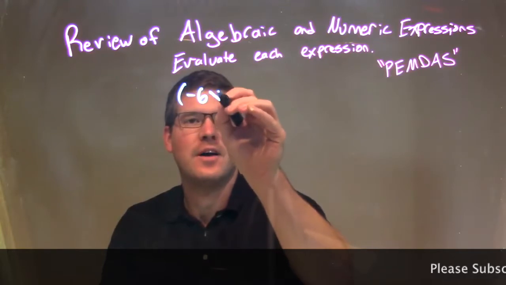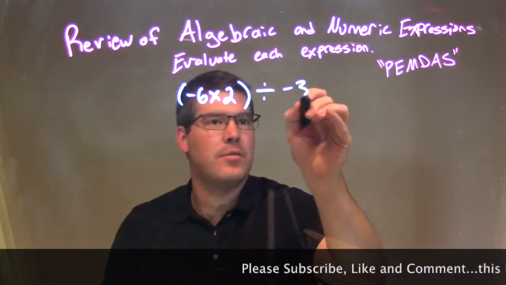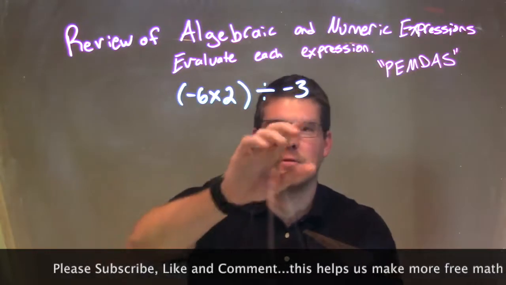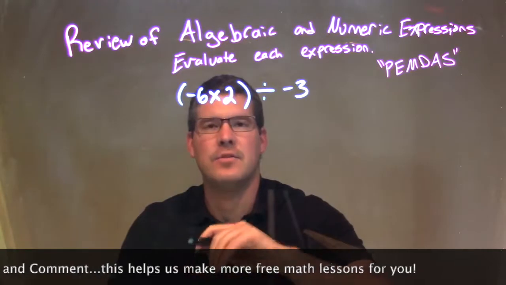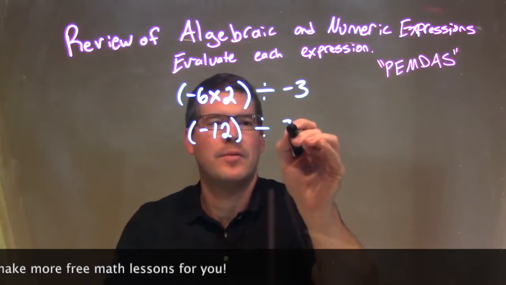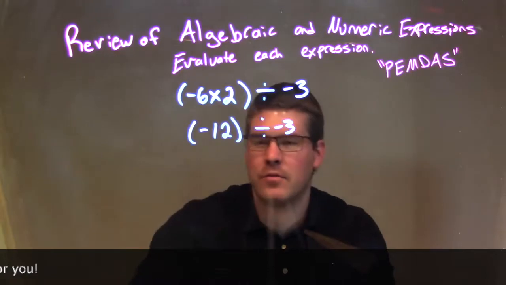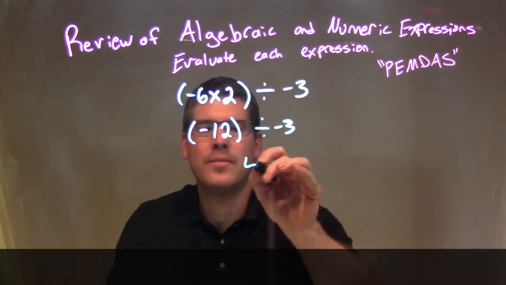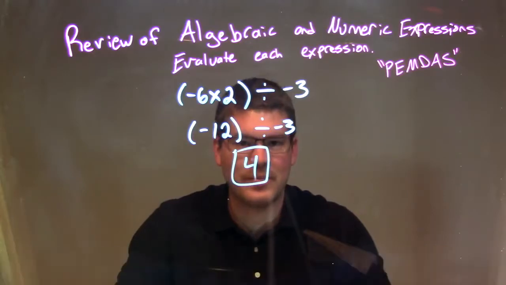Negative 6 times 2, divided by negative 3. Okay, so I have my parentheses. First is I need to deal with everything inside of that parentheses. So I have the negative 6 times 2. Well, negative 6 times 2 is a negative 12. Then I bring down the divided by negative 3. So now I have negative 12 divided by negative 3. So my last step is division here. Negative 12 divided by negative 3 is a positive 4. Right? A negative divided by a negative is a positive. And so my final answer is just 4.